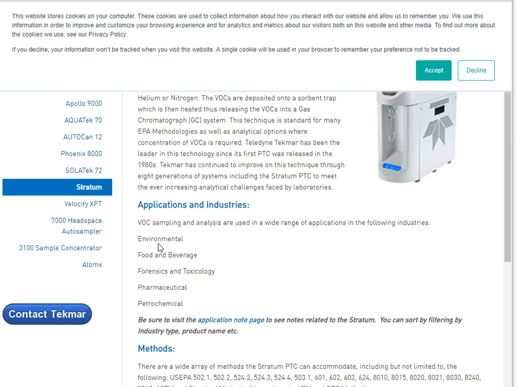Forensics and toxicology, pharmaceutical, petrochemical. You really could find Purge Entrap in any of those fields, but by far the most common is the environmental side of the house. So, an environmental lab, very common. You might see a Purge Entrap system. If not, the Purge Entrap system could probably make your life a little bit better. If you're not in the environmental world, don't sweat it though, because there could still be uses of Purge Entrap out there in any of those other fields.